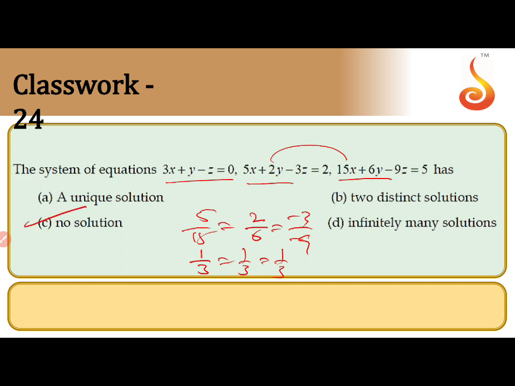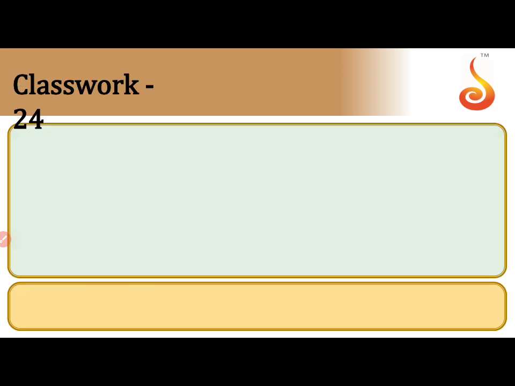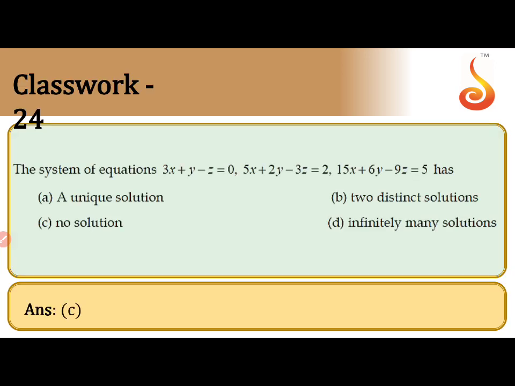If two equations are identical, it has no solution. You can take the answer as no solution. Observe here 5 by 15, 2 by 6, minus 3 by minus. If that possibility is there, in this case the system has no solution. Clear? Next one. Check the answer. Option C is the right answer. Same as what you did in the previous question.